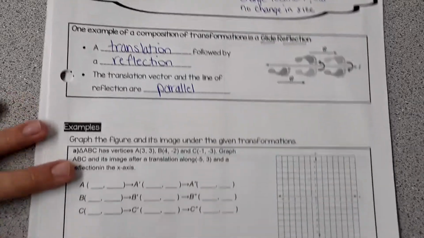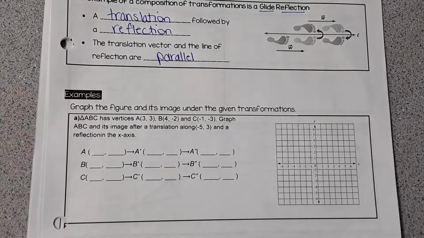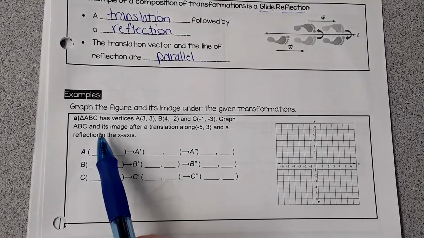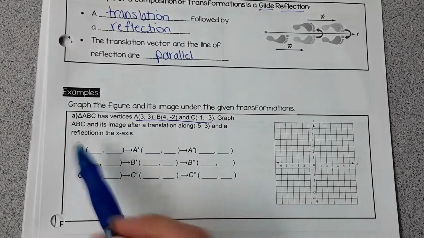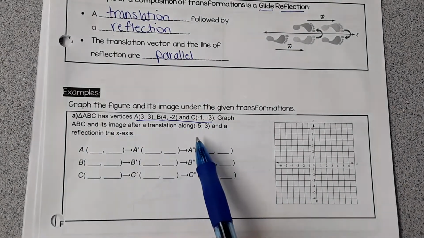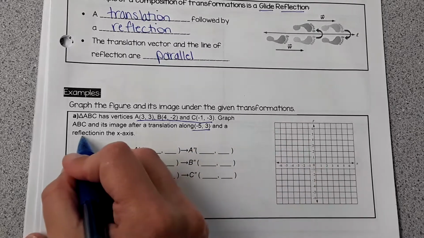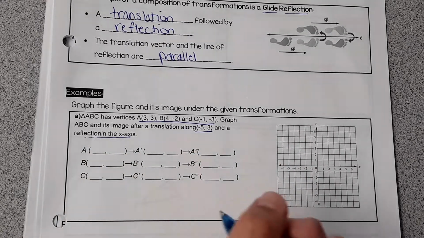Now we're going to look at the first example together. It says, graph the figure and its image under the given transformations. It says triangle ABC has vertices, and it gives you these 3 points. Graph triangle ABC and its image after translation along vector -5, 3, and a reflection in the x-axis. So there's 2 transformations here.